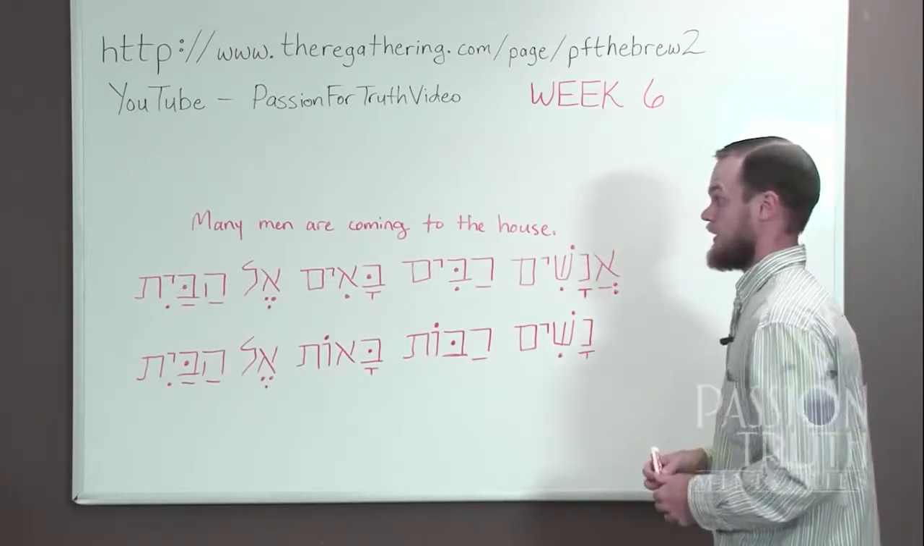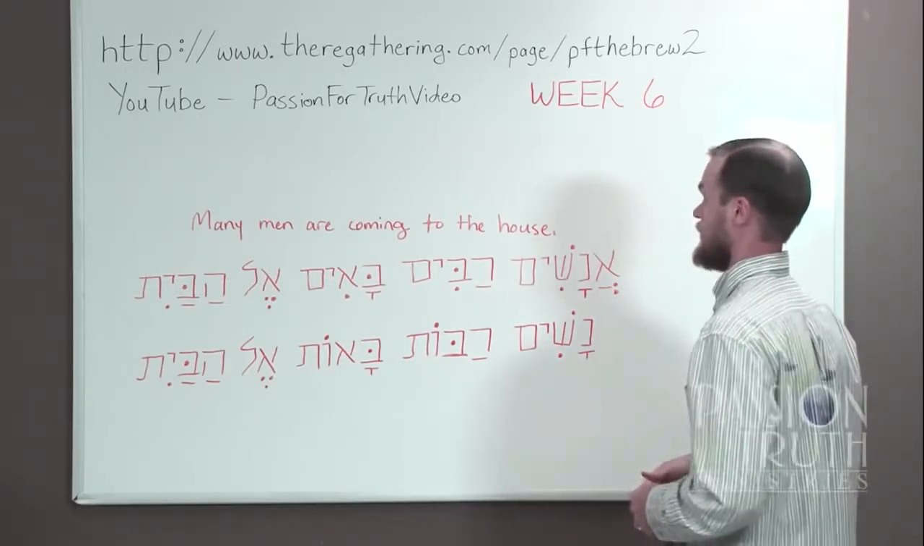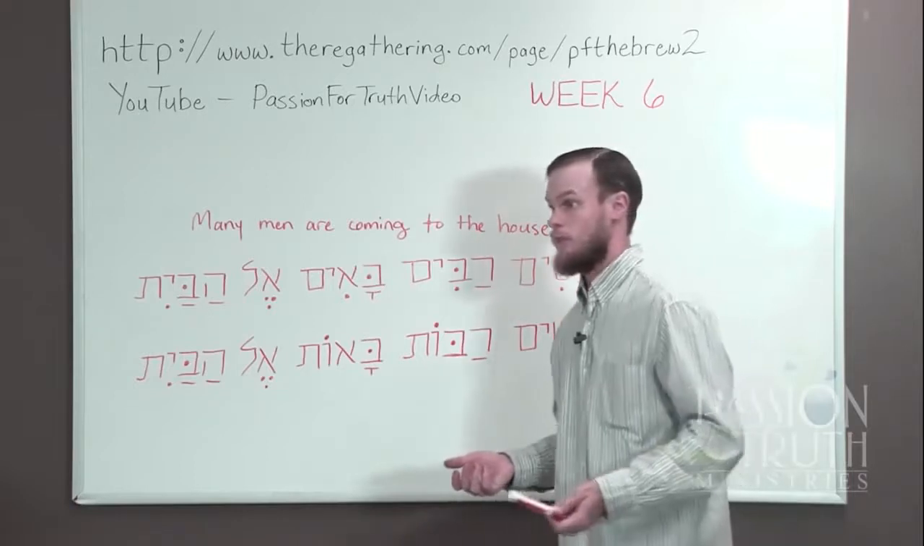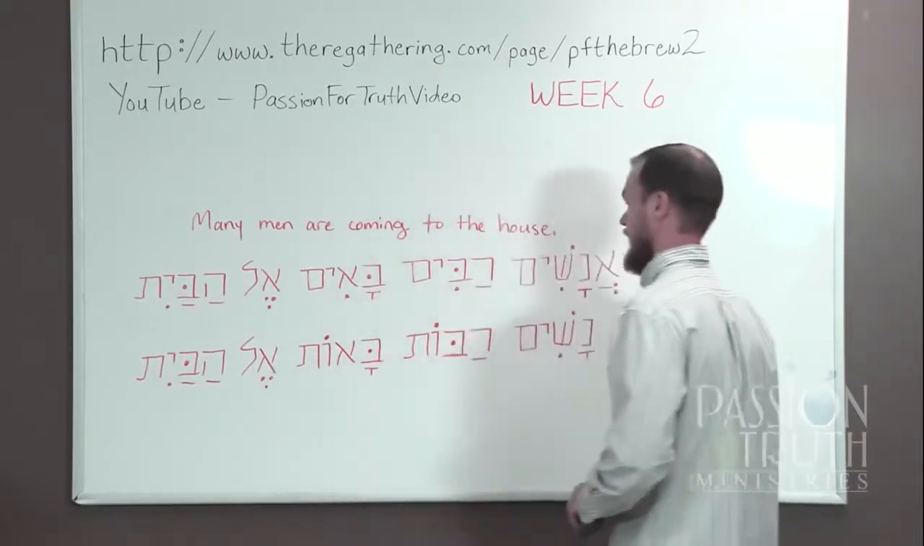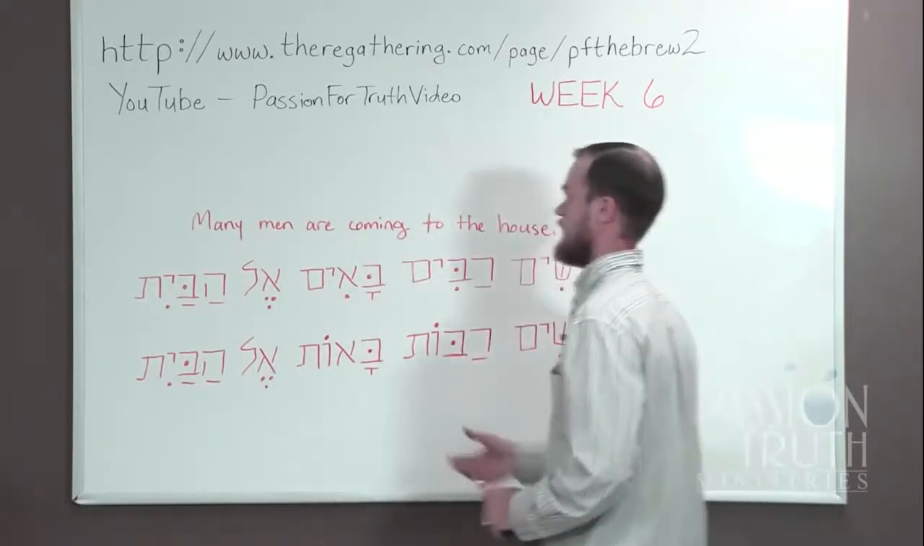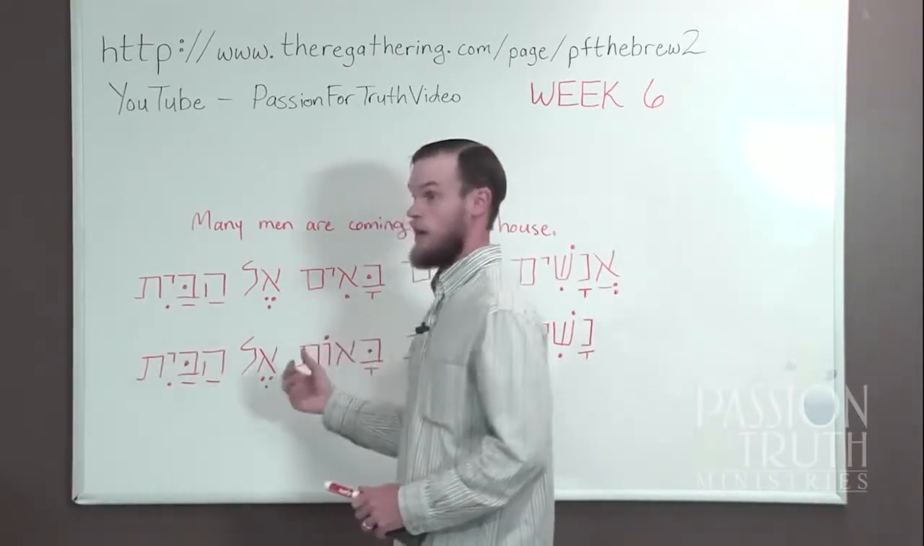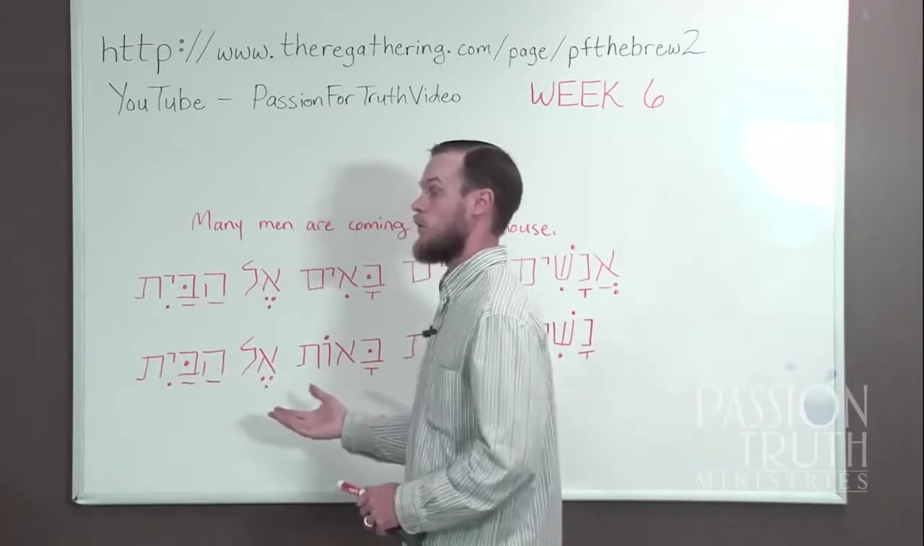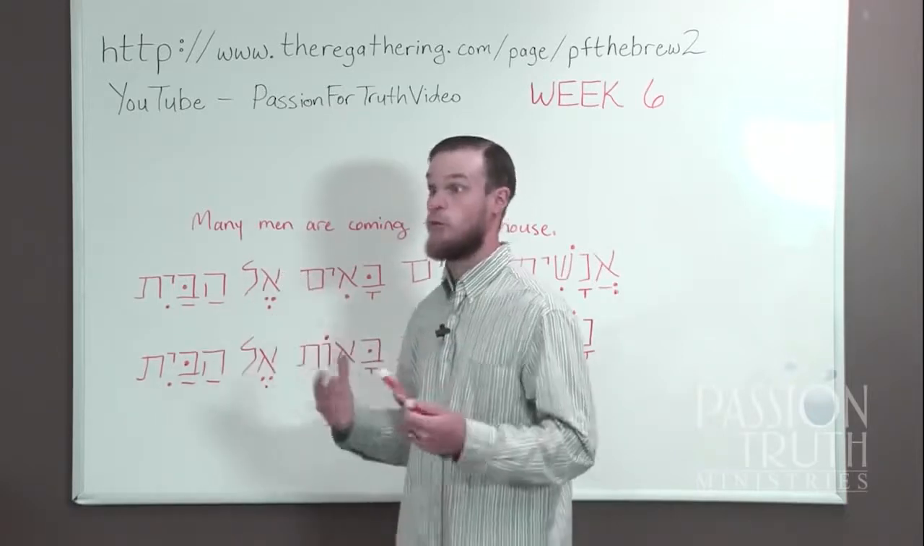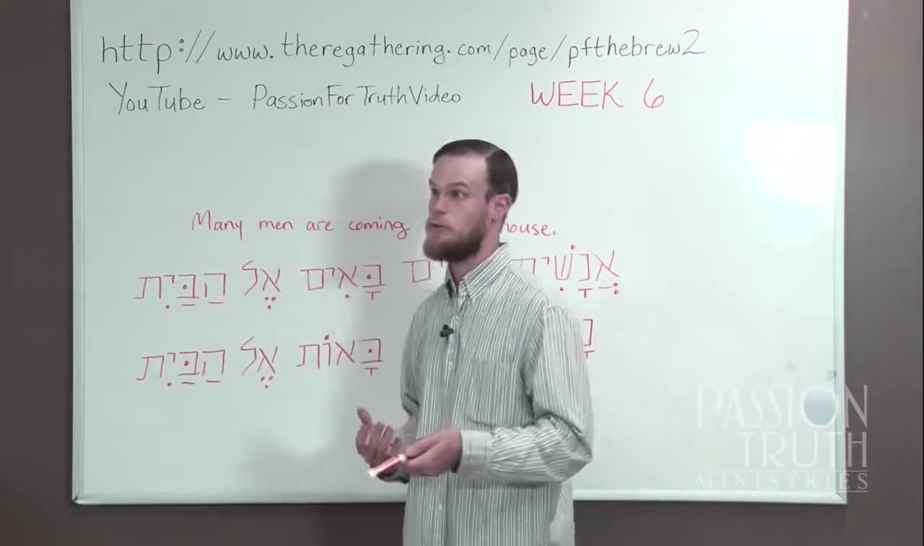Now we could add another layer. We could say that they're coming to the big house. If we were to do that, it would be El Habayit. We could use Rav, Harav, okay, the great house, or the big house. Our other word for big or great is Gadol.